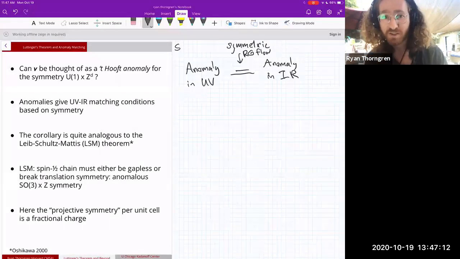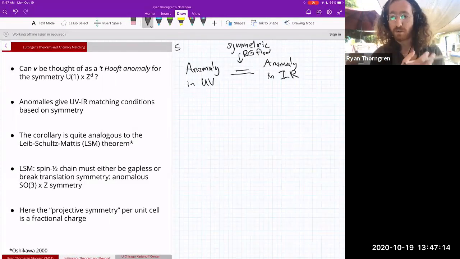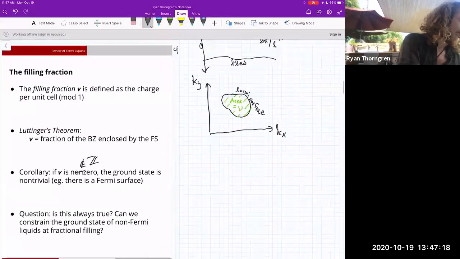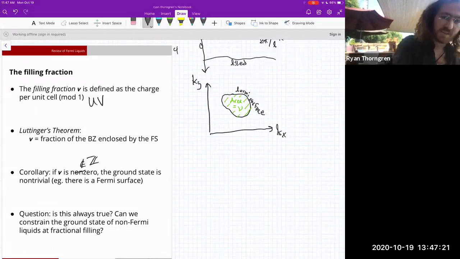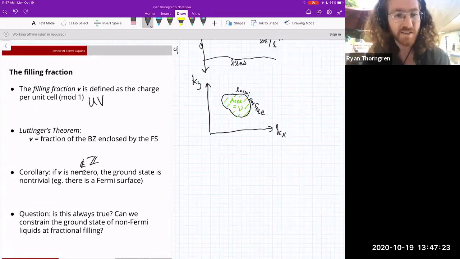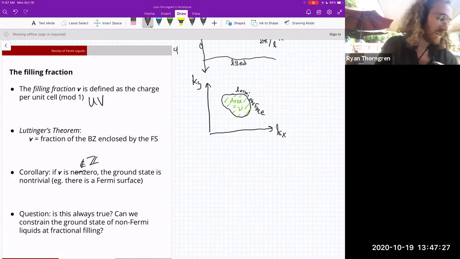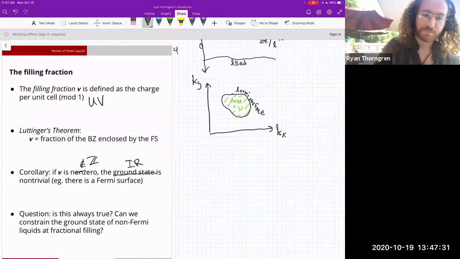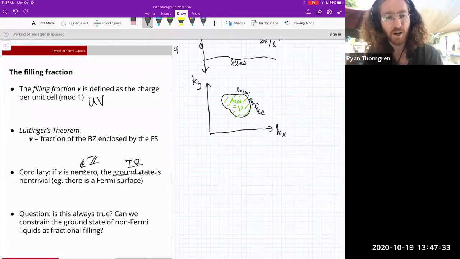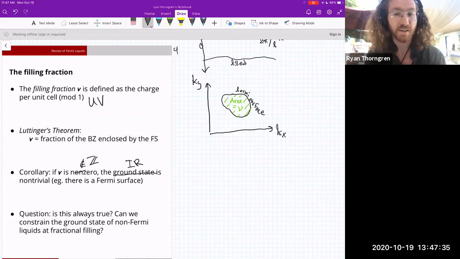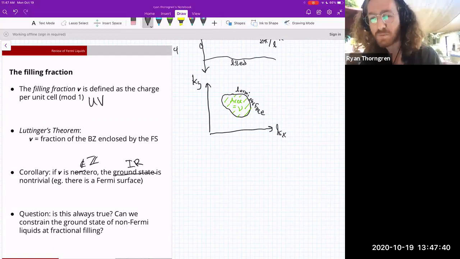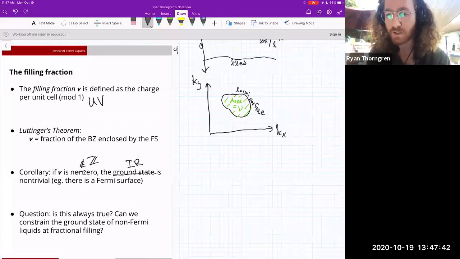So that's what we want to say the filling fraction is. We want to say that the filling fraction, by its definition, is like the UV anomaly. It's a microscopic quantity, the charge per unit cell. And we want to say that it constrains the ground state, some kind of long range IR property. For instance, by saying that if nu is not an integer, the system is gapless. Some kind of statement like that.